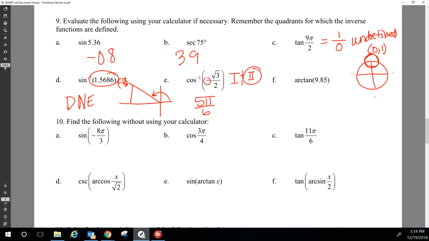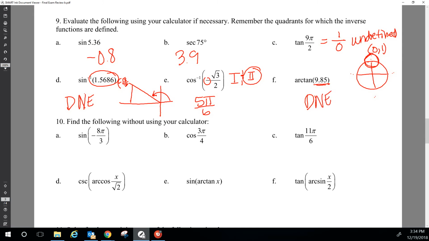All right, arctan of 9.85. Arctan is only defined between negative pi over 2 and pi over 2. 9.85 is way outside of that, so this is does not exist as well.